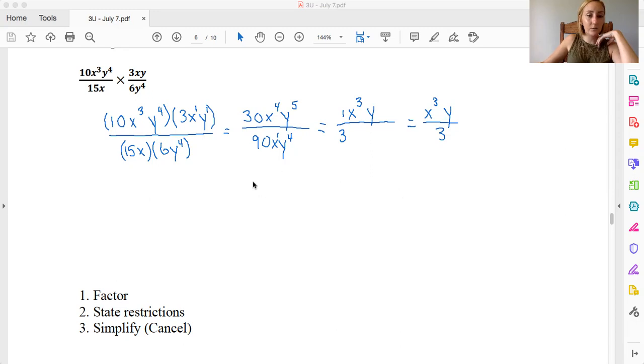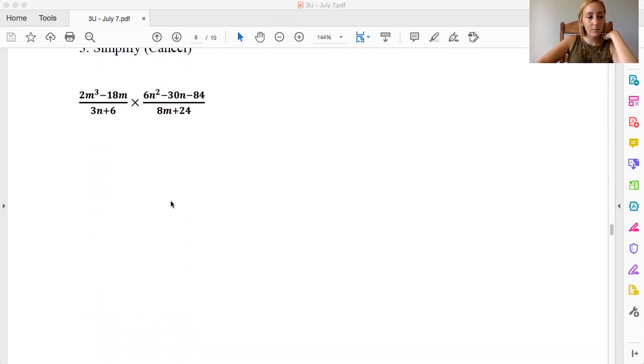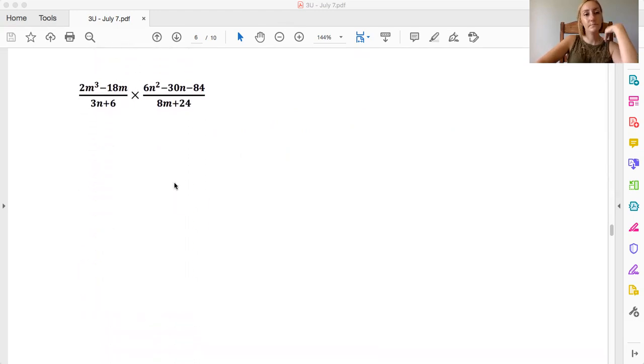You have to state your restrictions, which we did not do. So if we look here, we're looking at our denominators. x cannot be equal to 0 and y cannot be equal to 0. And that is it. Simple enough. I'm going to cancel this and move on to the next example, which is quite a bit lengthier.